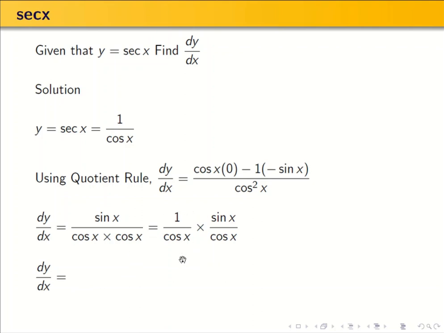1 over cos x is what? Sec x. It is here. And sine x over cos x from the previous example that we did is what? Tan x. So it becomes sec x tan x. So whenever you differentiate sec x, you get sec x tan x.